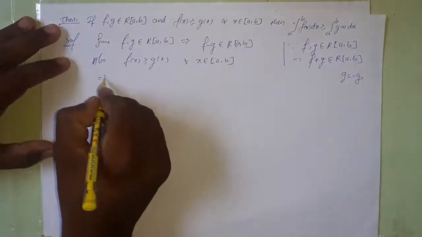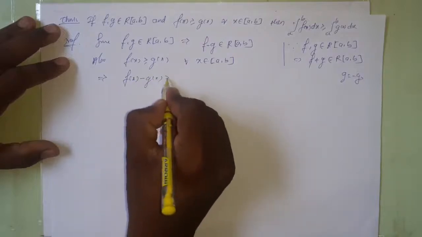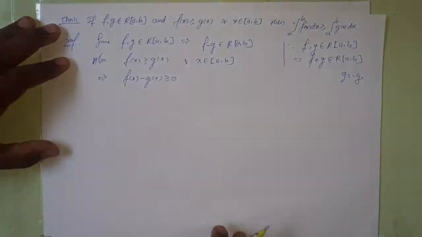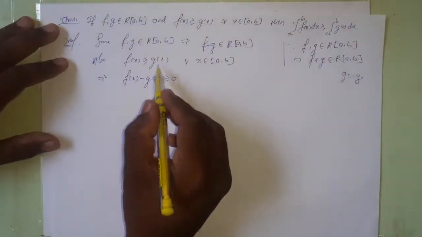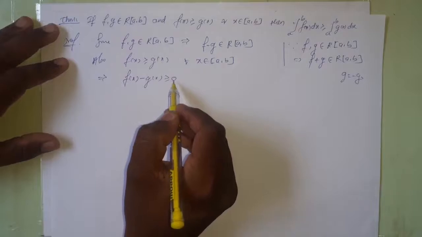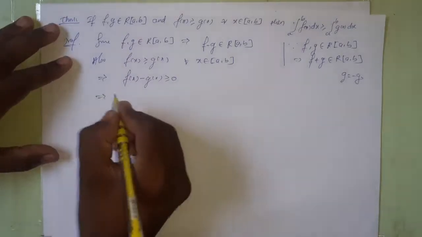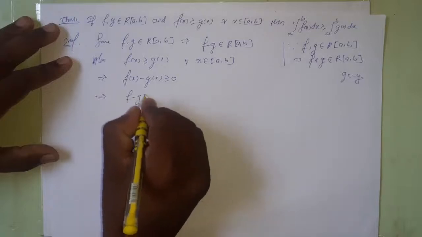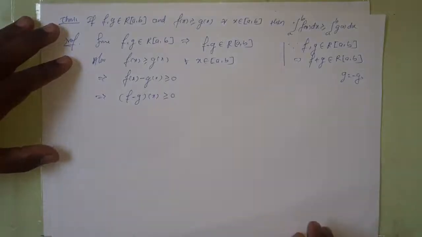Then we can write this as f(x) minus g(x) is greater than or equal to 0. By the inequality f(x) greater than or equal to g(x), their difference is always greater than or equal to 0. Then the same expression can be written as (f minus g)(x) is greater than or equal to 0.